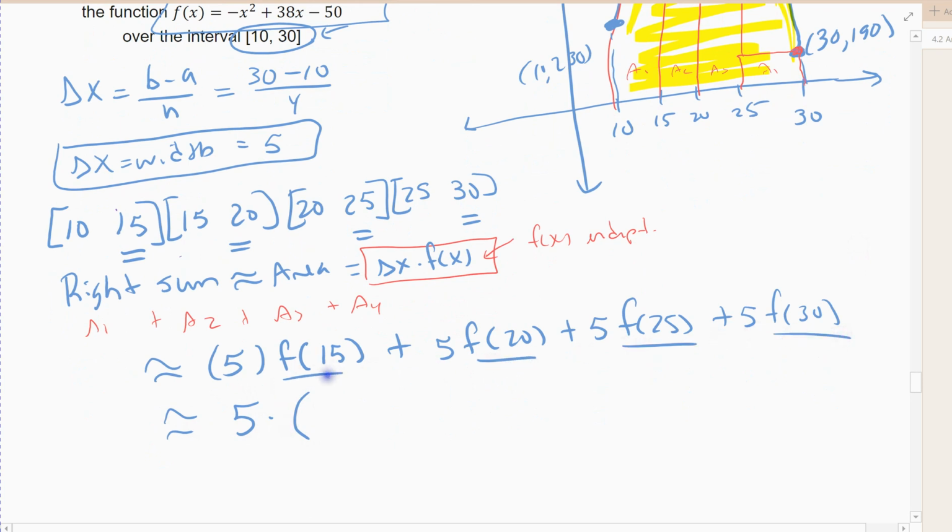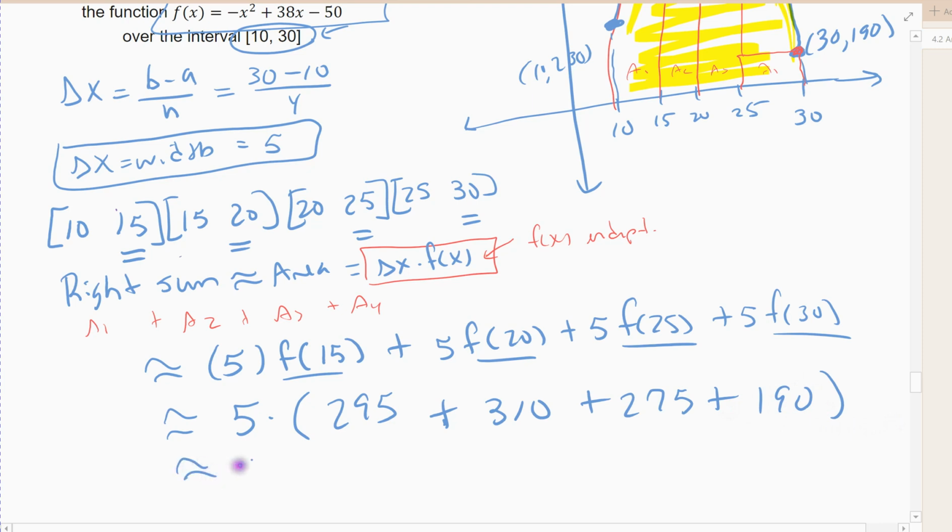Alright, so when I plug f of 15 in, I get 295. That's the height of the first rectangle. When I plug f of 20 in, I get 310. When I plug f of 25 in, I get 275. And when I plug f of 30 in, I get 190. Those are each of my heights. And I'm going to multiply them by 5 after I add them up.